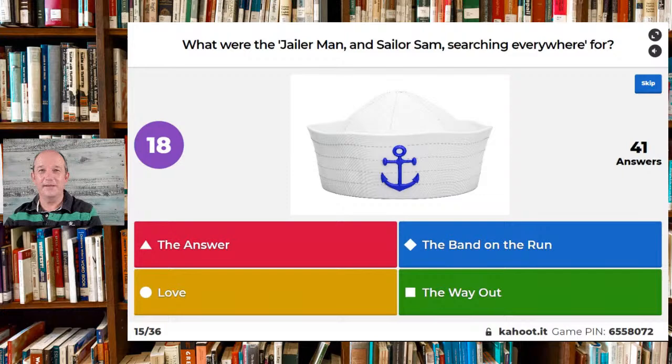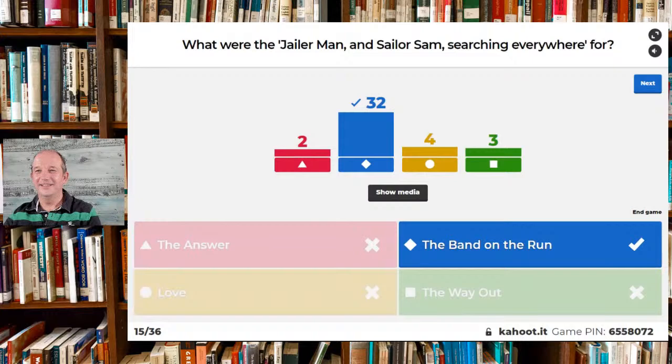But what were they searching everywhere for? Let's see. A number one. Yeah, I like that. I suspect, was it a number one? I don't know, but let's find out. Let's see who knew the answer, who doesn't. There we go. Yeah, it is the Band on the Run. And I'm not going to sing it, but the Jailer Man and Sailor Sam were searching everywhere for the Band on the Run. Yeah, I told you I'm not going to sing it. Sorry.